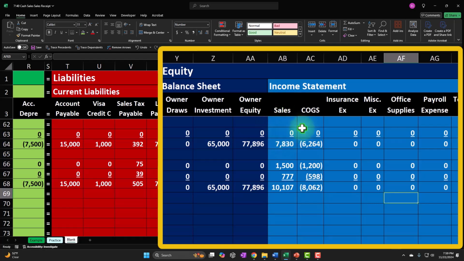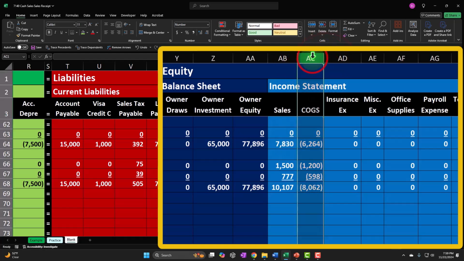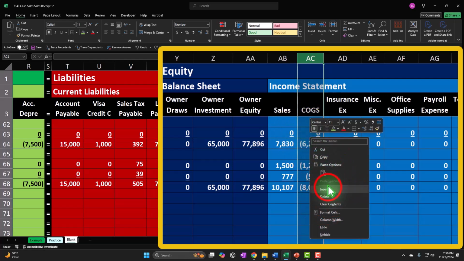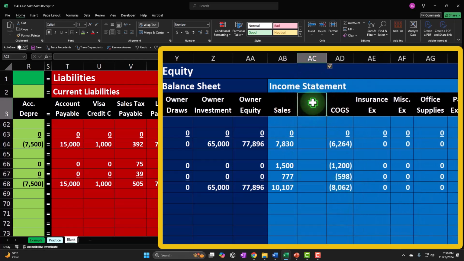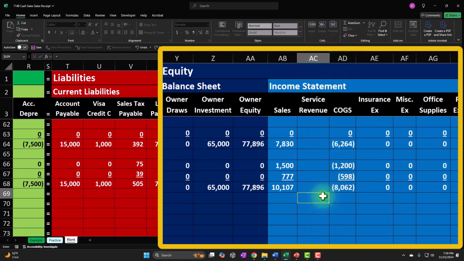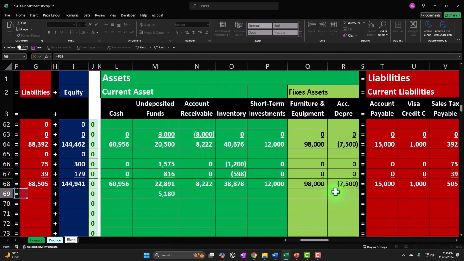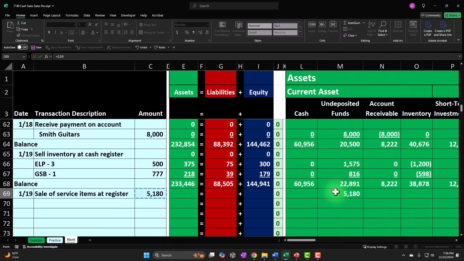something else. So I'm going to select the whole AC column, and then I'm going to insert, and it should insert something to the right. So we're going to right click and insert, and this is going to be service revenue. Service revenue first, and then versus sales. And let's make this a little bit larger so it fits. Okay, so that's going to be equal to, it's going up by 5180.